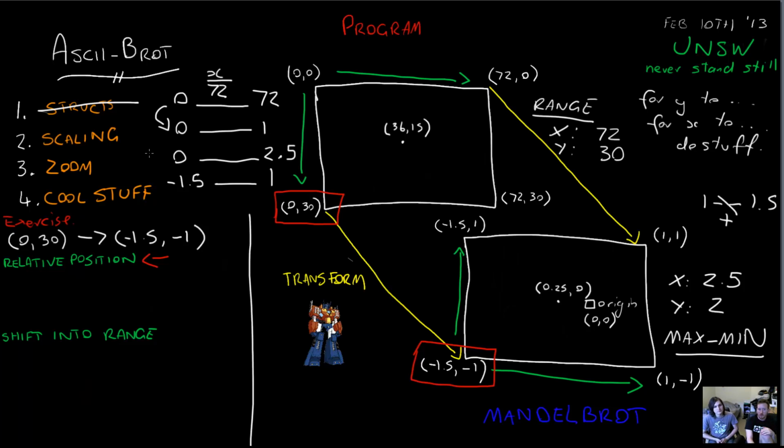We're then going to multiply that by our range, which is the Mandelbrot range. The Mandelbrot range, which we got over here, is 2.5. That will then put this ratio, so if this was halfway between 0 and 72, it's now going to put it halfway between 0 and 2.5. Yeah, so you're just scaling it according to the length.